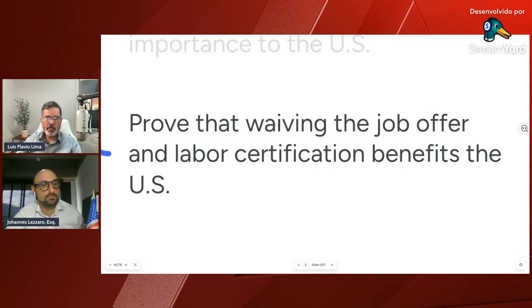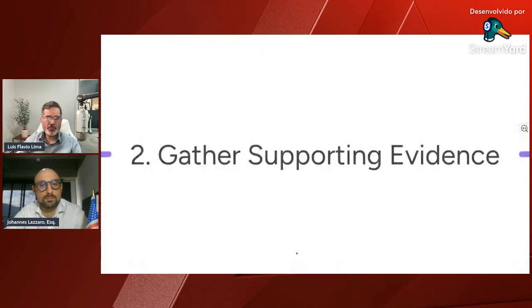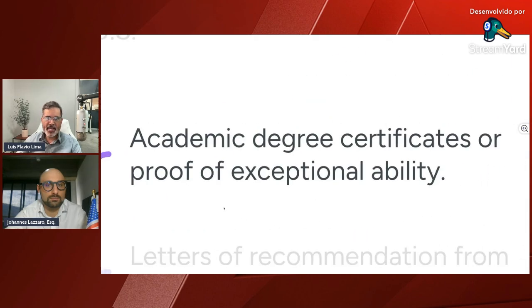Awesome. Yeah. And then we go to the part of gather supporting evidence. Okay, we have to prove, right? We have to make sure we are proving our candidate has the strong evidence for our case, right? And that's a very important part also. And we go for the academic degree certificates and proof of exceptional ability, which is a very important part of the application also. Absolutely.